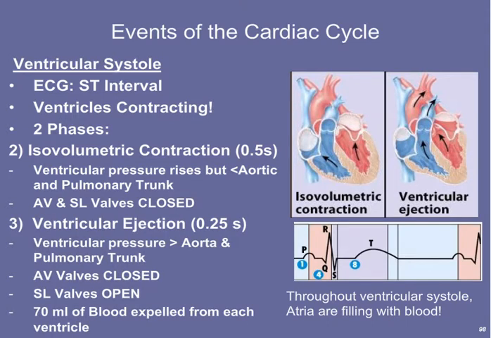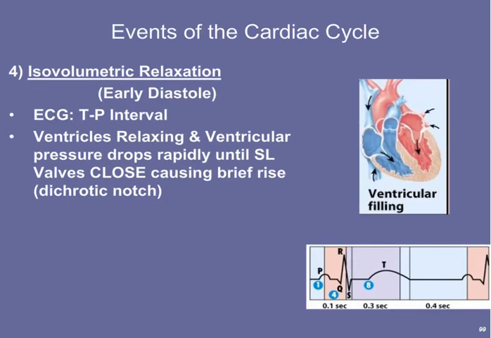The next phase of ventricular systole is called ventricular ejection, and this lasts about 1/4 of 1 second. Here, the ventricular pressure has now exceeded the pressure of the aorta and the pulmonary trunk. As a result, the semilunar valves will open up. The AV valves, however, are still closed. And during this period, approximately 70 milliliters of blood will be ejected from the ventricles into the aorta and the pulmonary trunk. Once the ventricles have fully contracted, they will then begin to relax or undergo diastole.